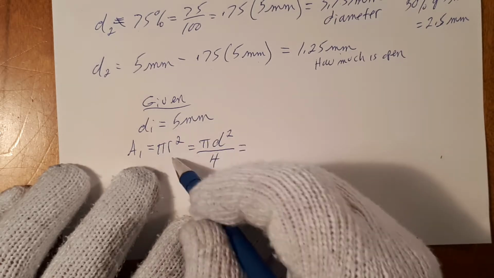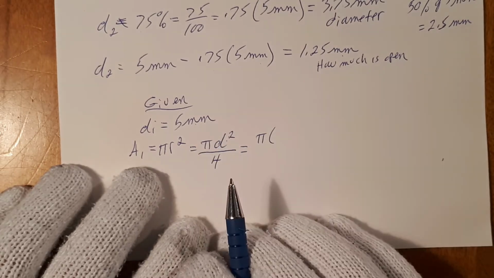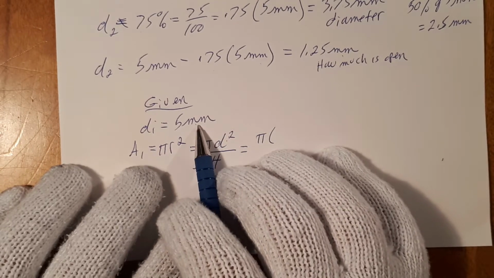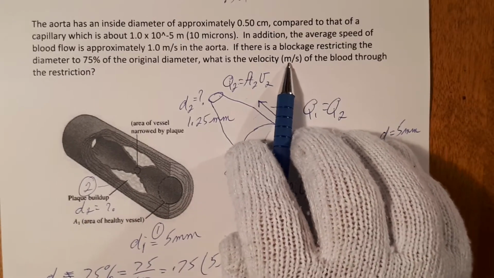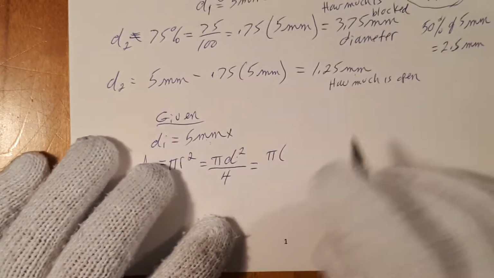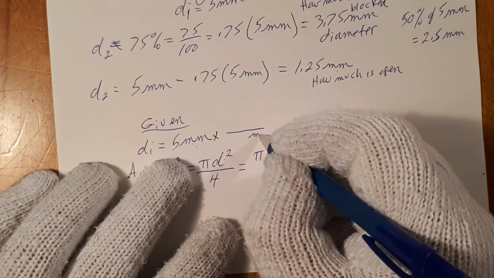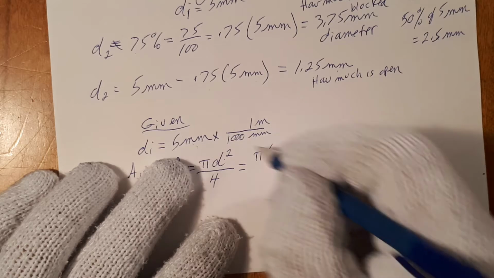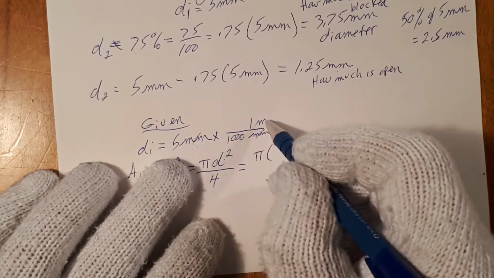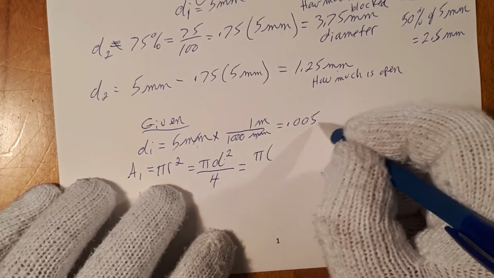Putting in the numbers then for area 1, pi times the diameter that's given to me, 5 millimeters. But I need to change that to meters, because in the end I need to go to meters per second, and the velocity is also given to us in meters per second. So let's change 5 millimeters to meters. You need millimeters in the denominator and 1 meter in the numerator, and it's 1,000. Follow the units. Millimeters gives us that. So divide by 1,000. That equals 0.005 meters.